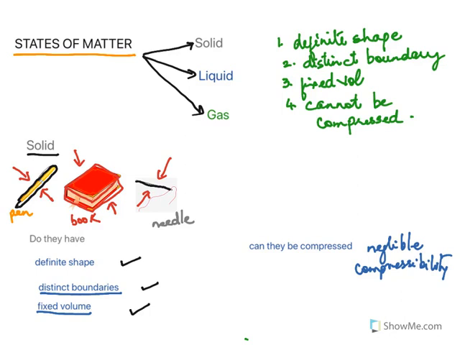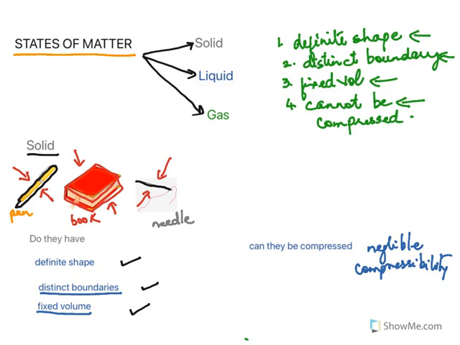So here we have 4 properties of solids. They have a definite shape. The shape does not change. They have distinct boundaries and they have a fixed volume and they cannot be compressed.